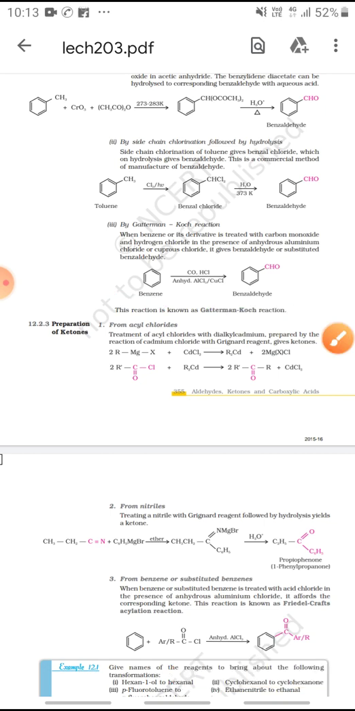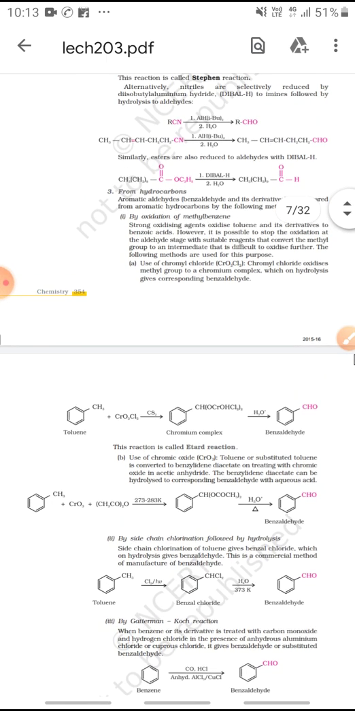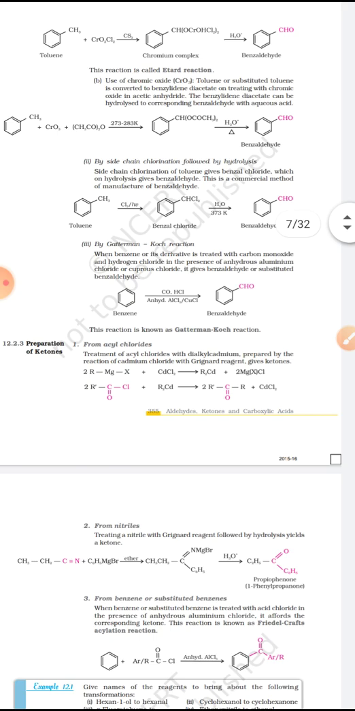Children, do practice all these things. Do try to remember what methods we have used for the preparation of aliphatic aldehydes. For aliphatic, we have used Stephen's reaction and oxidation of alcohols, or passing alcohols through a heated copper vessel, or this DIBAL-H. For aromatic aldehydes, we have used the Rosenmund reaction, Etard reaction, Gattermann-Koch reaction, and chromyl chloride, and all these reactions you can use for the preparation of aldehydes.